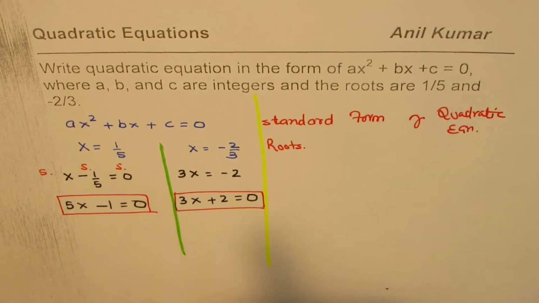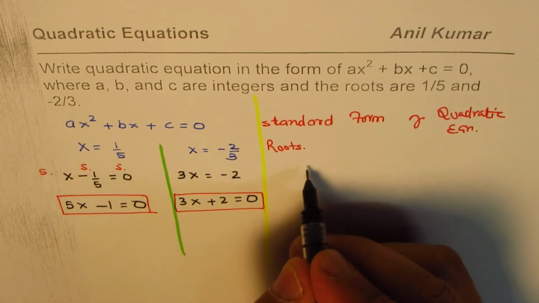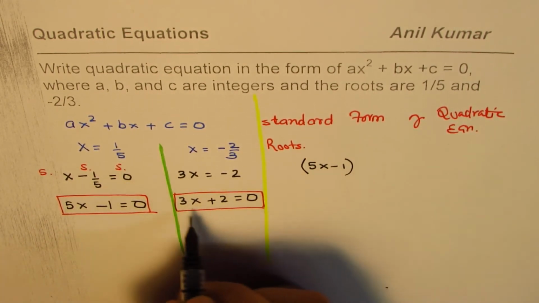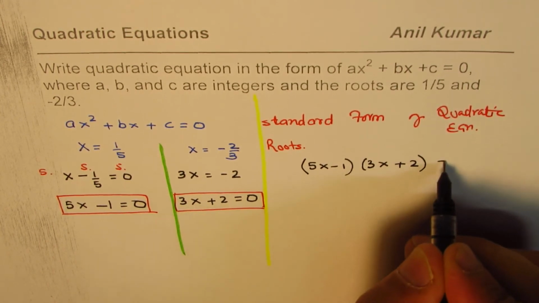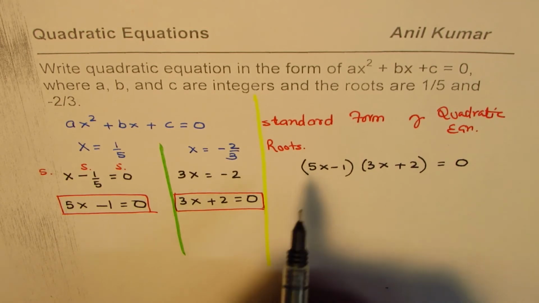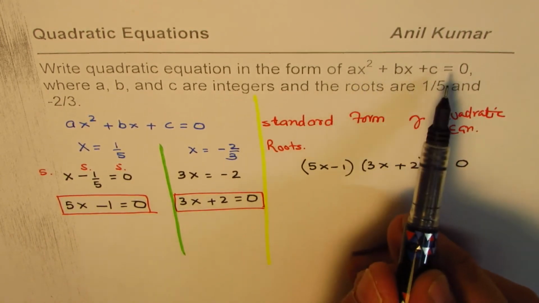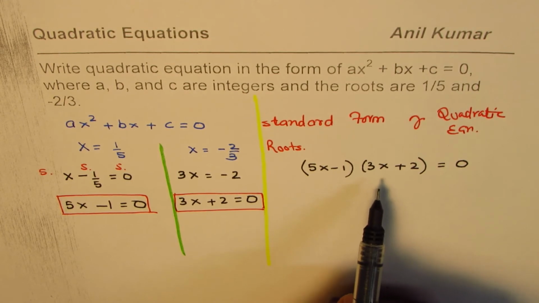I'll do it on the right side. So we have two factors now based on the roots given to us. The first one I'm writing as 5x minus 1. This is one factor. The other one is 3x plus 2. When you multiply, you get 0. Now, we need to write the equation in the standard form, not in the factored form. So we'll do the distributive property, rearrange, and then combine the like terms.